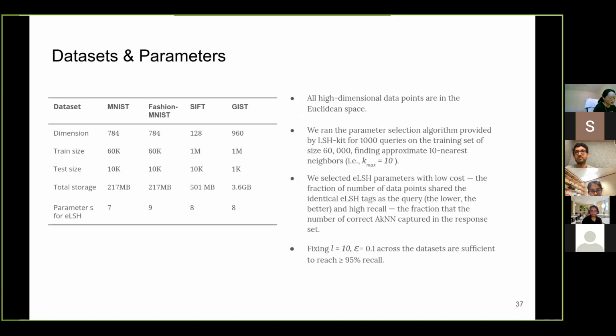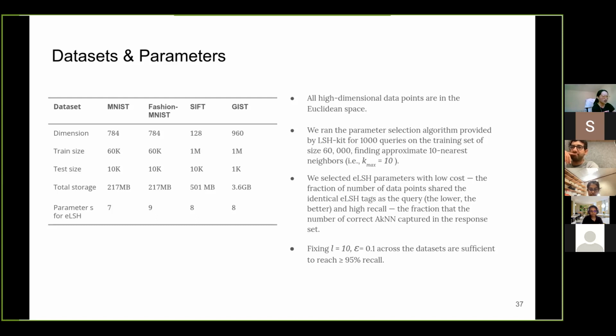So we tested our implementations on the benchmarks normally used for AKNN implementations. Those were high dimensional data points in the Euclidean space: MNIST, Fashion-MNIST, SIFT, and GIST. Then we ran the parameter selection algorithm provided by the ELSH kit for 1,000 queries on a training set size of 60,000 and finding, say, the K-max of 10, the approximate 10 nearest neighbors.